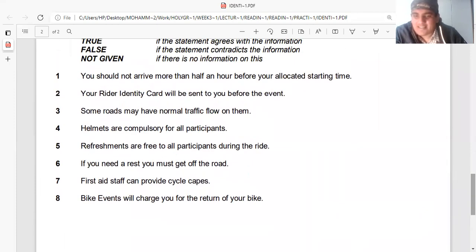As a result of which, the statement that first aid staff can provide cycle capes is clearly a contradiction of the information in the passage, and therefore it will be ruled as false. All right.